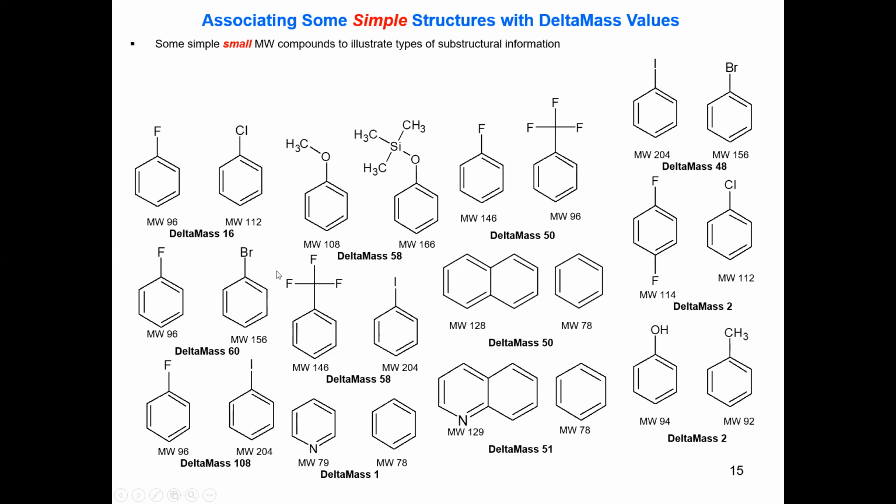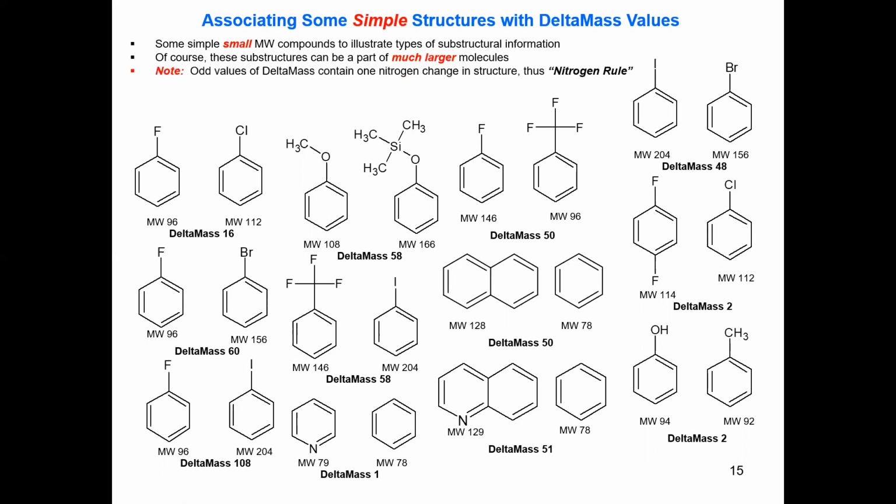I show some 58s that were the same here, so 2s that are the same here for 2 different type structures, but you have to look at all the information, look at the fragmentation. And of course, these substructures can be part of a much larger molecule. I was just trying to give you an idea of what happens to change this delta mass. Note, it's kind of like a nitrogen rule. If you ever looked at mass spectrometry and learned your basic interpretation, there's something called the nitrogen rule. A compound will have an odd molecular weight if it has an odd number of nitrogens. If it has an even number of nitrogens, it'll have an even molecular weight.